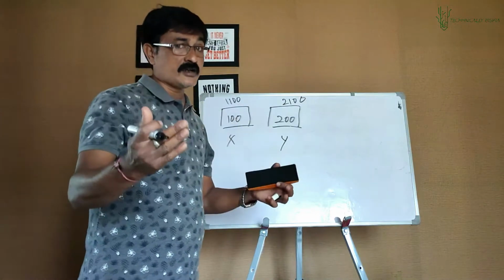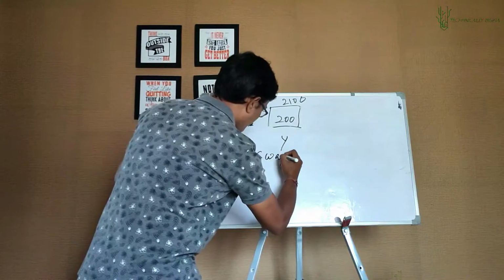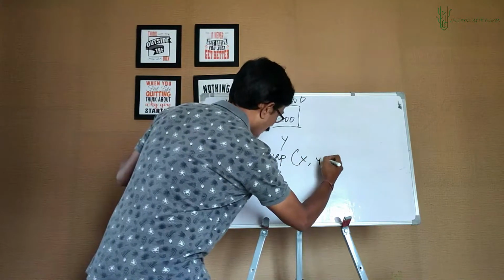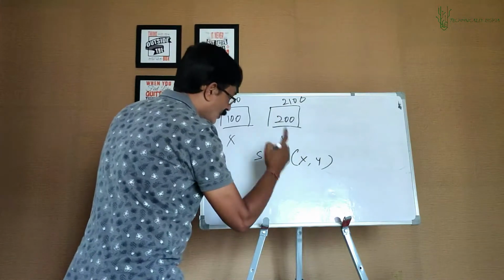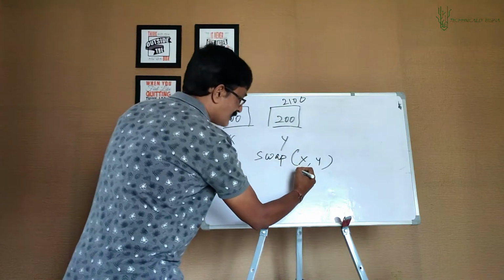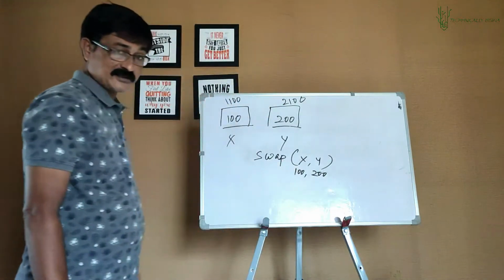Now try and recall the function call. The function call was this: swap x comma y, actual arguments. What are you passing? You are passing the values. What does that mean? You are simply passing 100 comma 200. Mind it, these are values you are passing.